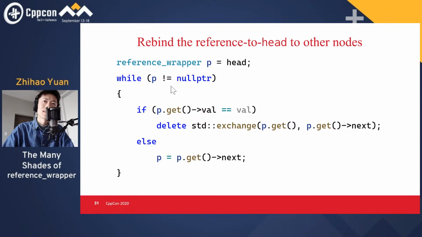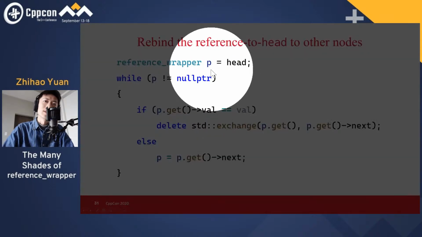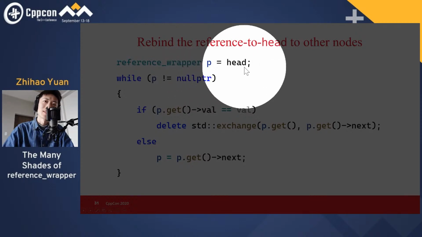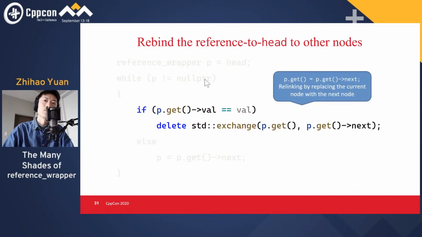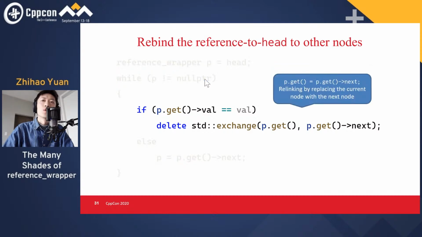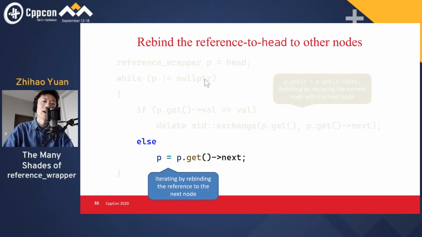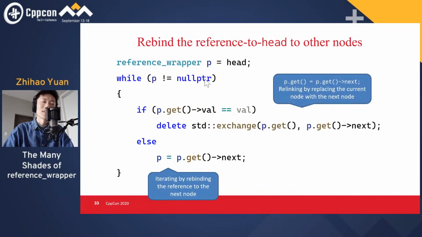So we start with binding the head to a reference wrapper. And while we are iterating, if we find a match, we can perform relinking by replacing the current node with the next node. When we don't have a match, we continue iterating by rebinding the reference to the next node. So that's the entire algorithm for remove.